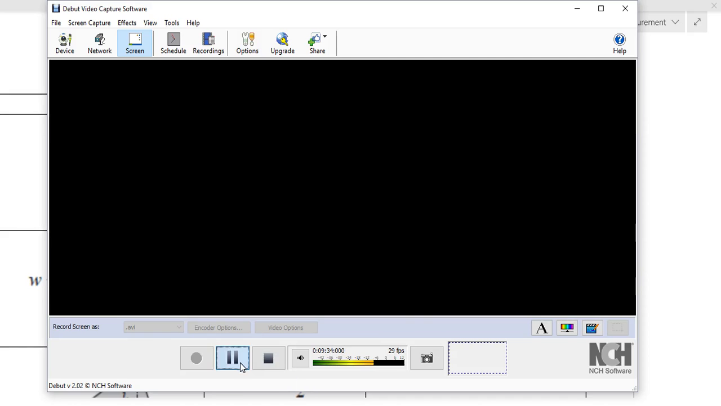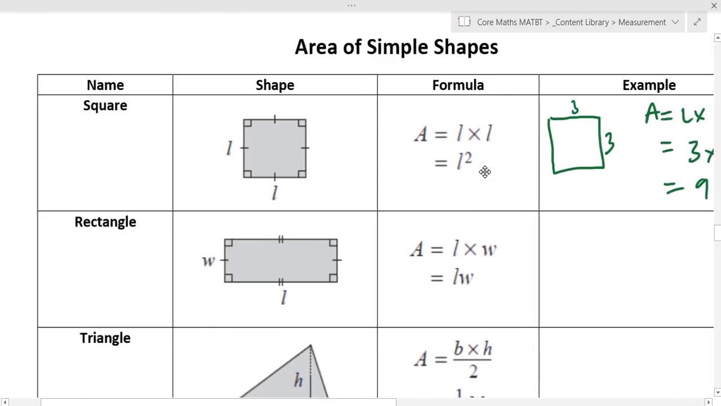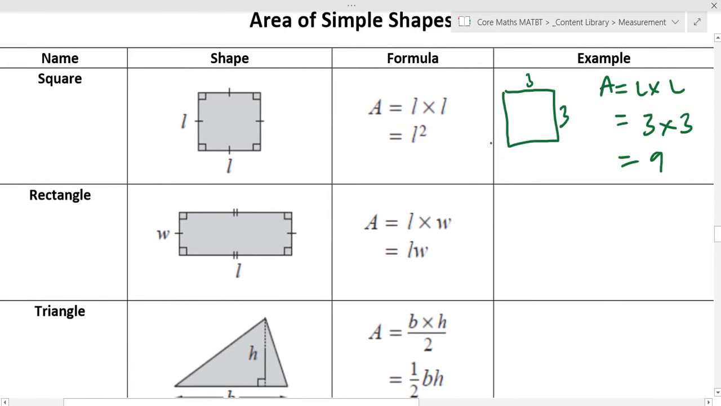Another example here, if I'm doing a rectangle, we're going to draw the shape of a rectangle and draw the dimensions of a rectangle. Obviously, they're not going to be the same, so this can be like 4 and this can be 5. Area of a rectangle is length times width. So as your example, it's going to be 5 times 4, and the area of it is 20.